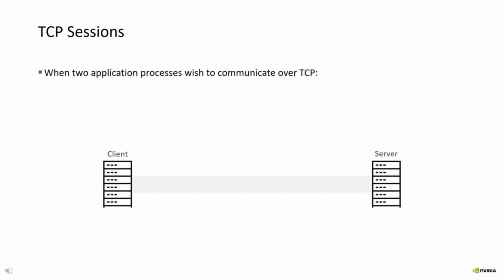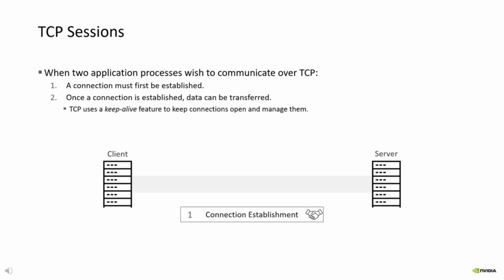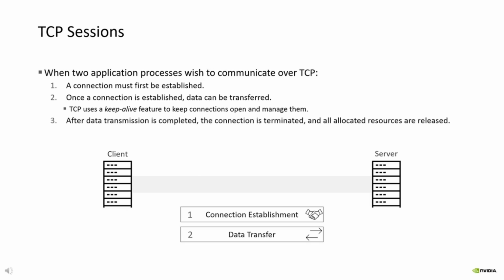When a client needs to connect to a remote server using TCP, first, a connection must be established. Once a connection is established, data can be transferred. TCP uses a keep alive feature to keep connections open and manage them. The keep alive feature verifies that the peer at the other end of a connection is still available. After the data is transmitted, the session is terminated and the allocated resources are released.